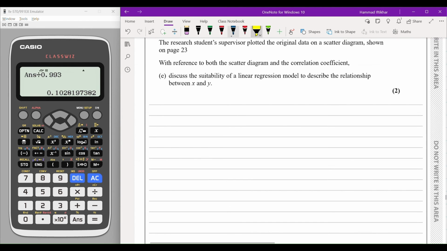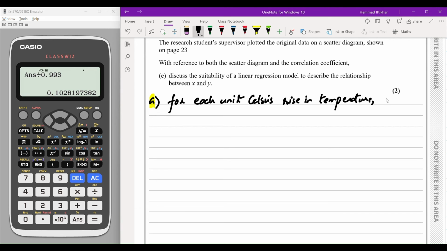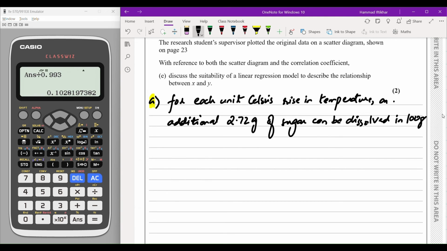So we will say, for each unit Celsius rise in temperature, an additional 2.72 grams of sugar can be dissolved in 100 grams of water.